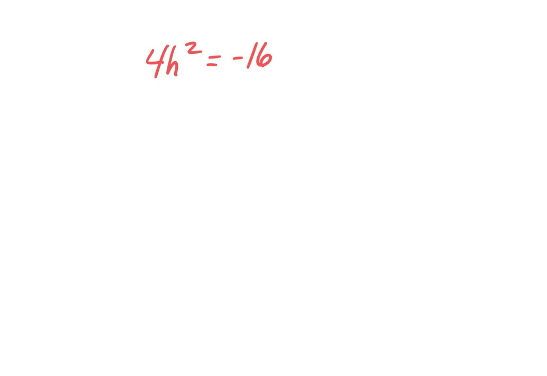Okay, what would be my first step here? Divide by 4. Yep. And when I divide by 4, I get a negative 4. And right away, when I see that negative 4, what's that tell me is going to happen? It's going to be imaginary, okay? Because we're going to take the square root of both sides.